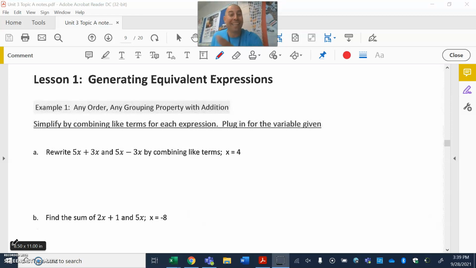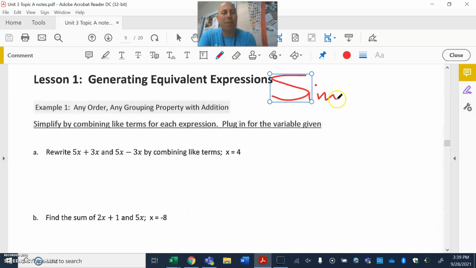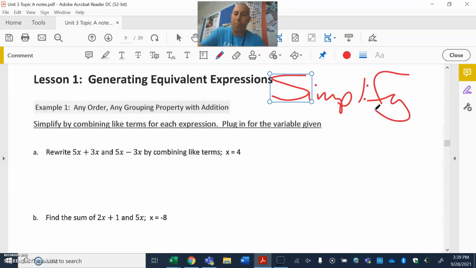Yeah, anyway. Hey, lesson one, people. Generating equivalent expressions. Okay, so we're continuing with what we've been dealing with, which is that combining of like terms, making everything one happy family there. So, equivalent expressions, like we said, that phrase of simplify is really what we're going to be using, but hey, it all means the same thing.